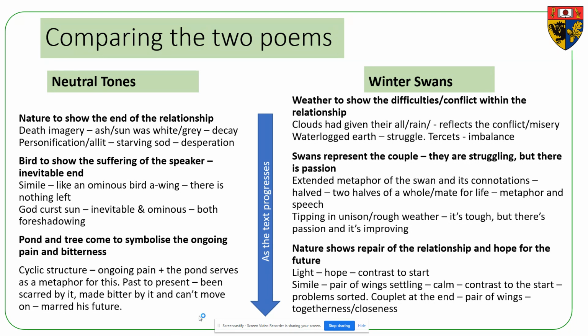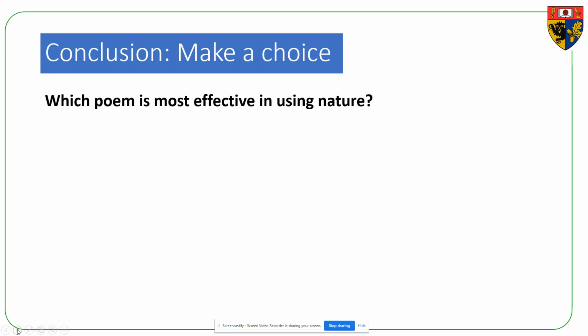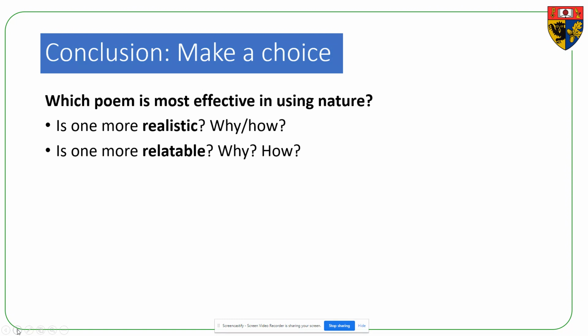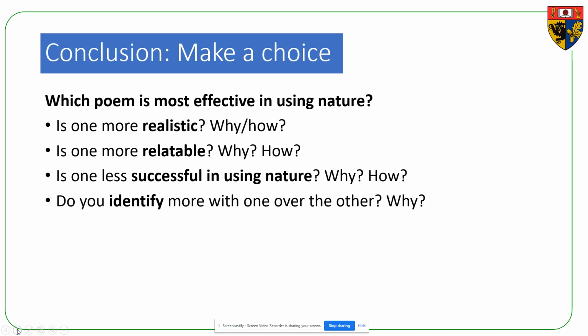Okay, so in terms of conclusion then, again, make a choice. So with these poems, which poem is most effective in using nature? Is there a poem that you think is more realistic? Is there a poem that is more relatable? Is there a poem that's less or more successful in using the nature? Can you see how the nature played a pivotal role there? Or do you identify with them more? So you do not have to do all four of these questions. I would suggest maybe pick one, maximum two, and pop your answer into that conclusion box.